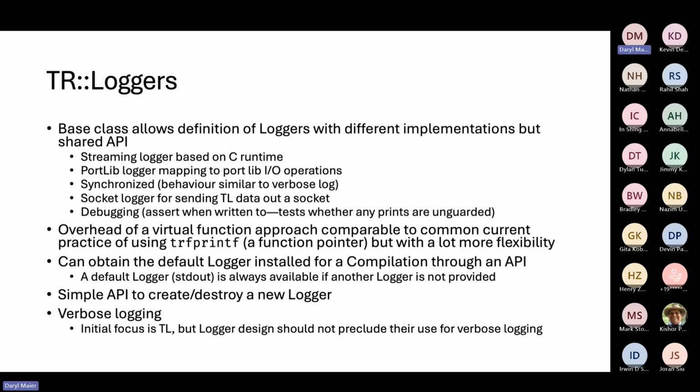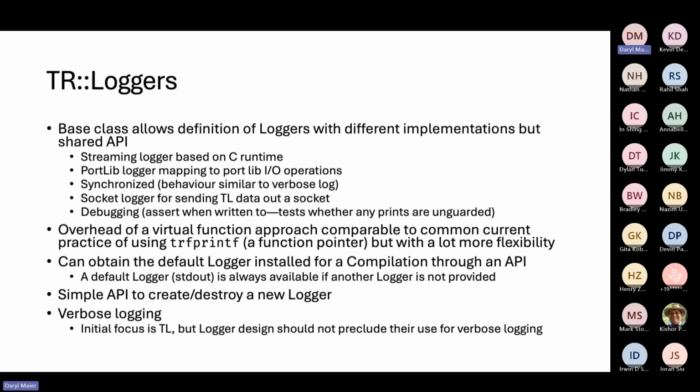So this does use virtual functions, but the overhead of that is actually comparable to the way we're currently doing it, like currently calling, let's say, trfprintf, mainly because trfprintf is not actually a function itself, but a function pointer, which points to something in the TRIO class. So it's an indirect call essentially. It's giving you the same kind of performance, but you're getting a lot more flexibility with it.